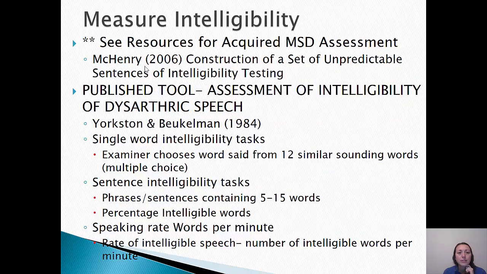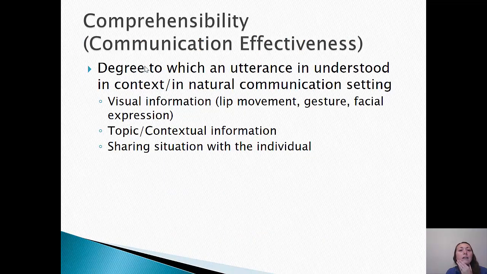Okay, so here's some resources related to intelligibility. I already gave you the McHenry one, those unpredictable sentences. There are some published tools related to intelligibility out there, but again, single words, sentence level. Sometimes they're predictable sentences. So I just put those out there for you if you want them. Don't know if they'll be super helpful. Okay, so we talked about intelligibility. We're going to have a conversation when we meet next time.